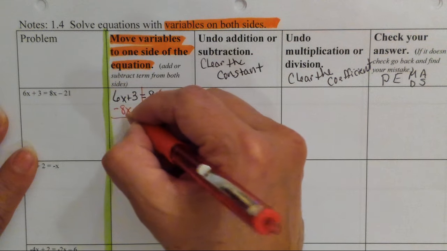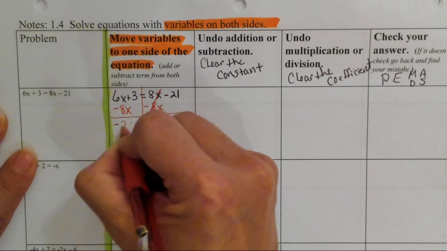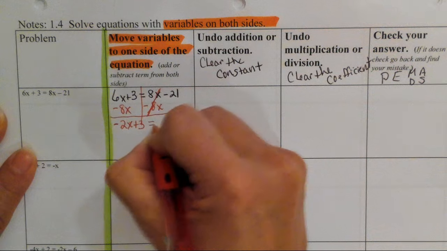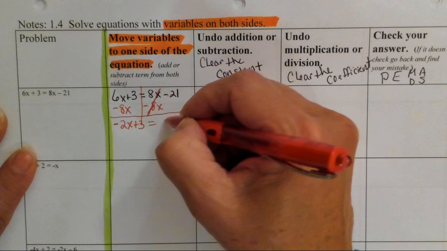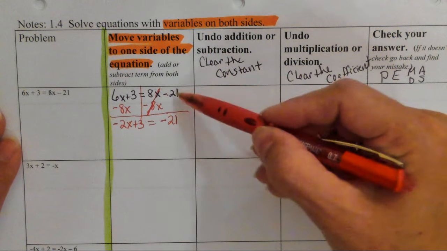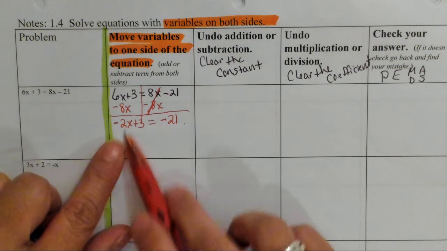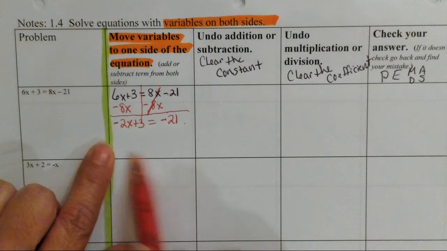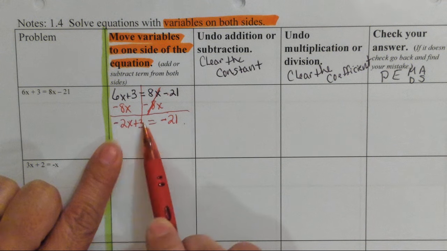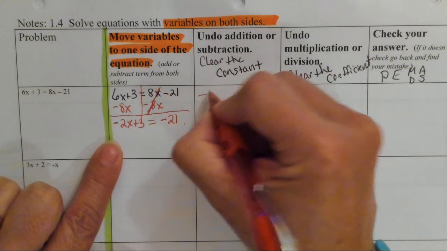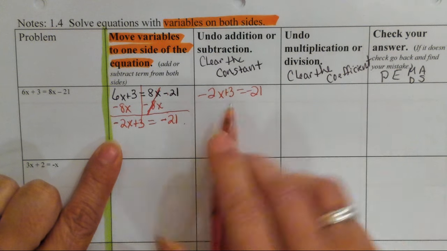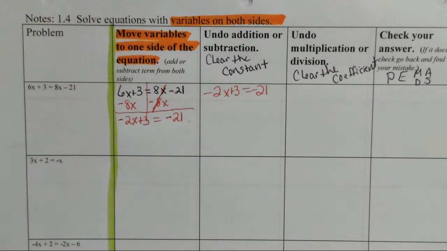So 6x minus 8x, now I can combine them because they're on the same side, plus 3 equals, this is a good spot to forget to drop this negative down. That negative doesn't disappear. It is with that 21. So now it looks more like what we've seen before. We have two numbers over here with the letter, and the letter's all on one side. So we're going to take the negative 2x plus 3. There is a constant there. The constant in this problem would be the 3.